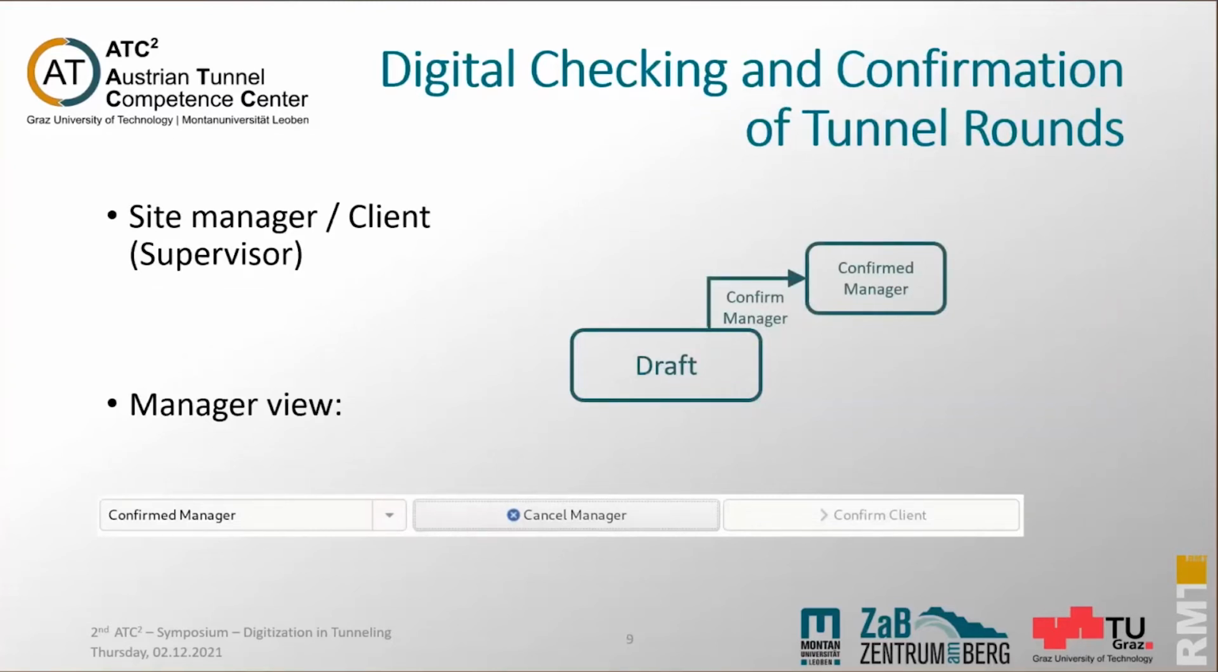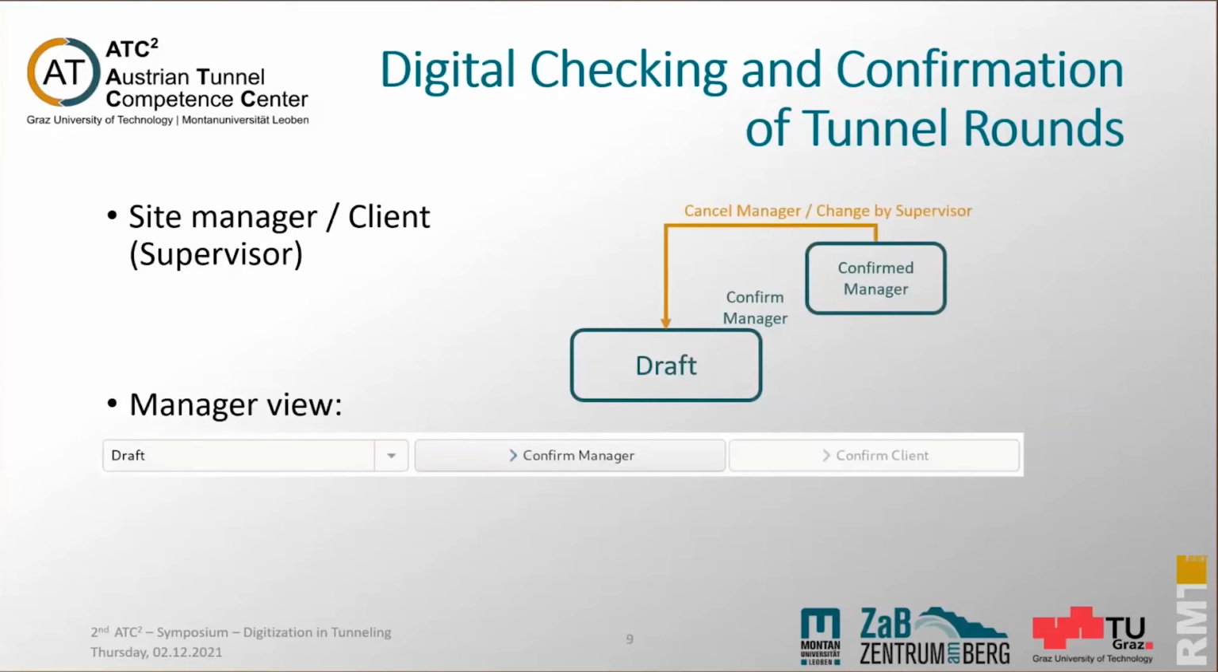So if the site checks the data of the tunnel round, then the data would become available for the supervising team of the client. And in this stage, either the supervisor can make some changes or the manager can cancel the confirmation. If one of them does so, the data of the tunnel round is in the state draft again.